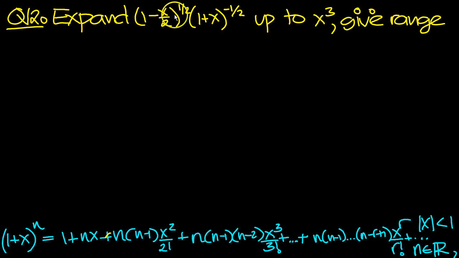Expand (1 minus x over 2) to the power half times (1 plus x) to the power minus a half up to x cubed and give the valid range. So let's have a look at this then.